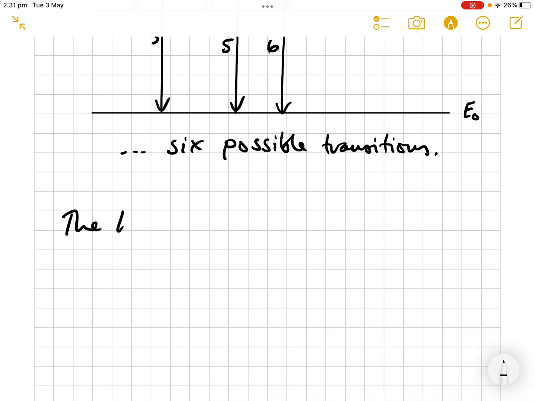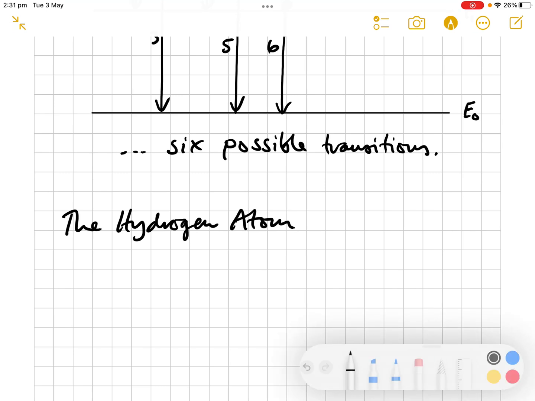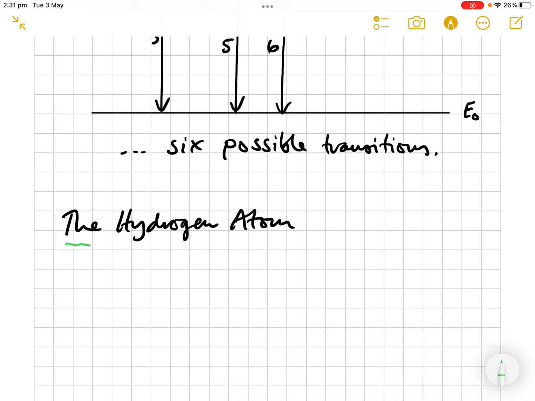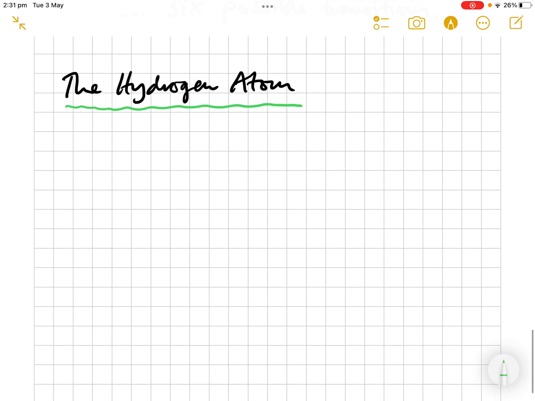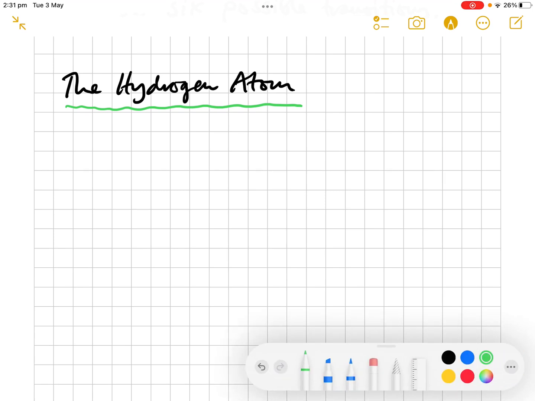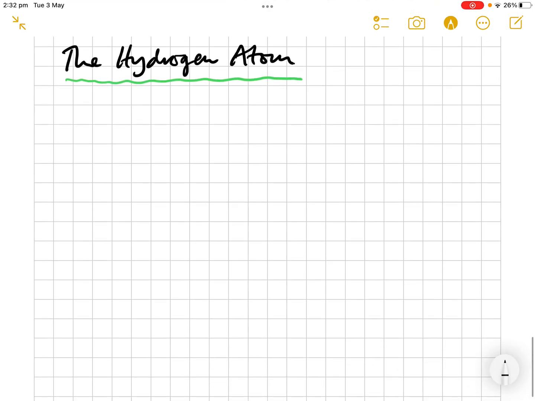Now a little look at the hydrogen atom. The hydrogen atom is the simplest of all atoms. It's only got 1 proton and 1 electron, and it's got a number of possible energy levels. You find that when you get to helium and beyond, the energy level diagrams become very, very complicated, but in hydrogen they're a bit simpler.